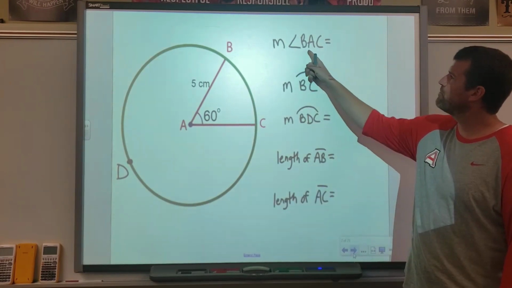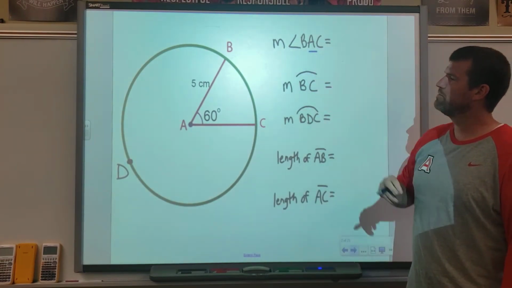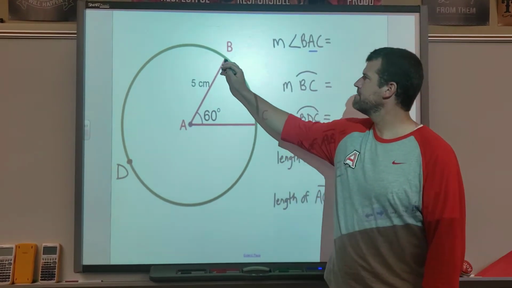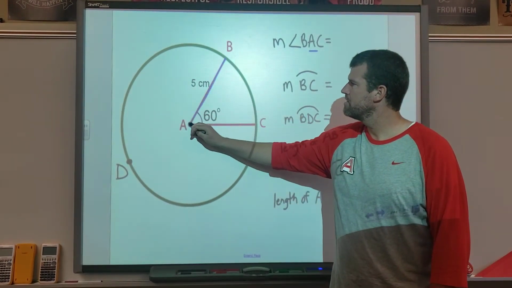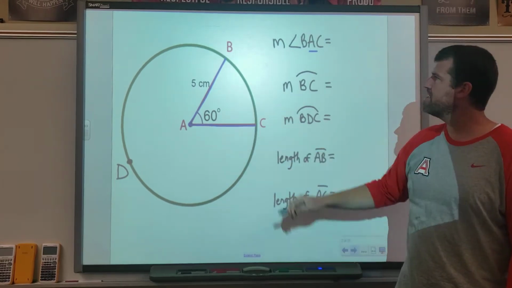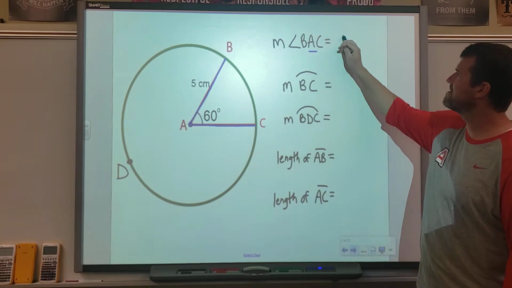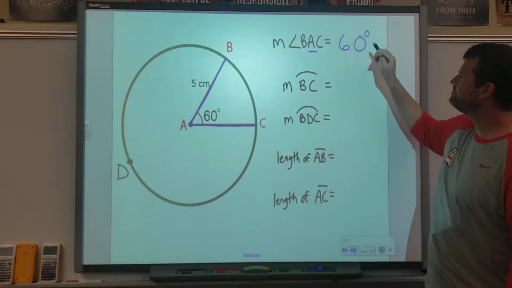And then if we give three letters, we know that the middle letter is the actual vertex of the angle. So angle BAC means we start at B, go to A, end at C. So I can look at this. Boom, it's right there. The measure of that angle is 60 degrees.